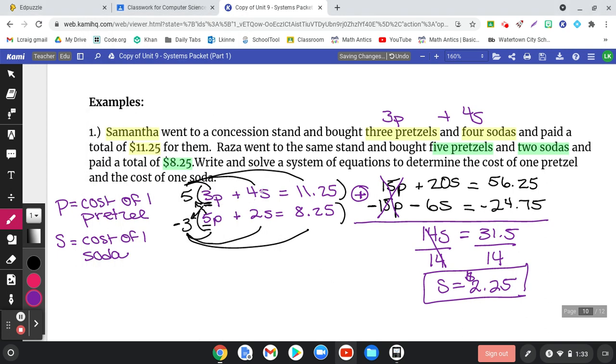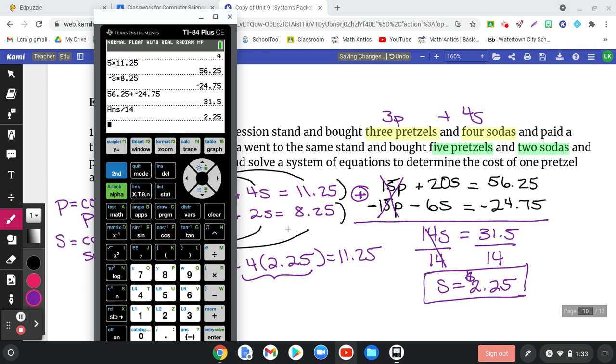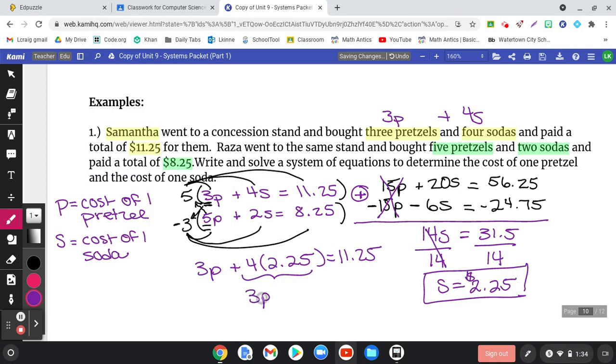All right, so now if you know how much a soda costs, you can use substitution to figure out what each pretzel is. And you can use either the top or bottom, it doesn't matter. If you want to use the top, 3 pretzels plus 4 sodas at $2.25 each instead of S, because we know the cost now, equals $11.25. So if they bought 4 sodas at $2.25 each, that $2.25 is already in the calculator. You can just hit times 4. They spent $9 on sodas. So 3p plus 9 equals $11.25.